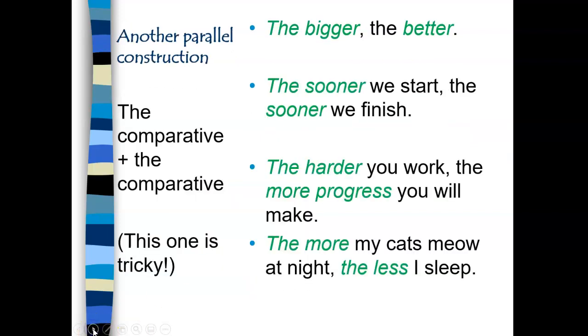Finally, one more construction we want to look at, this other parallel construction, is the comparative plus the comparative. We use this with a variety of sentences. And I have to say this one is tricky. It's hard for me in French, so if you can tell me the rules, that would make me happy. But we would say the bigger, the better. So this is a comparative, and this is also a comparative. The sooner we start, the sooner we finish.